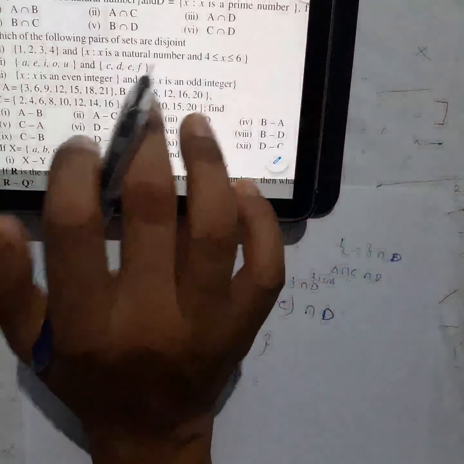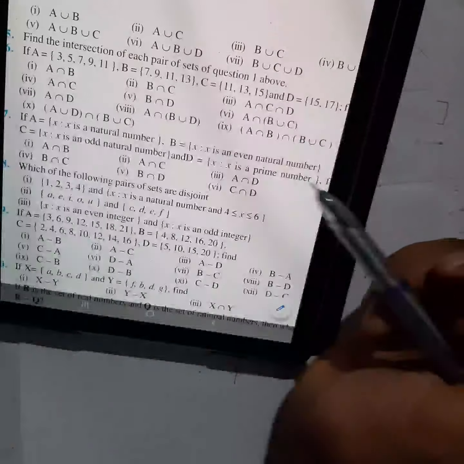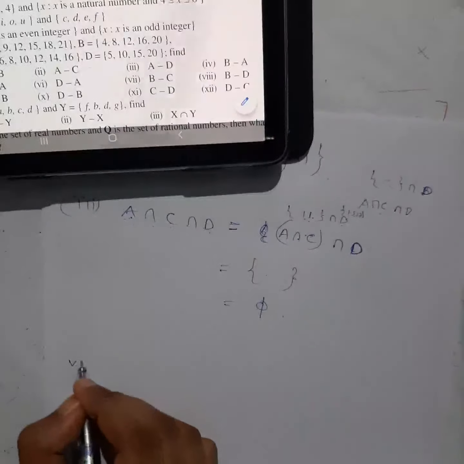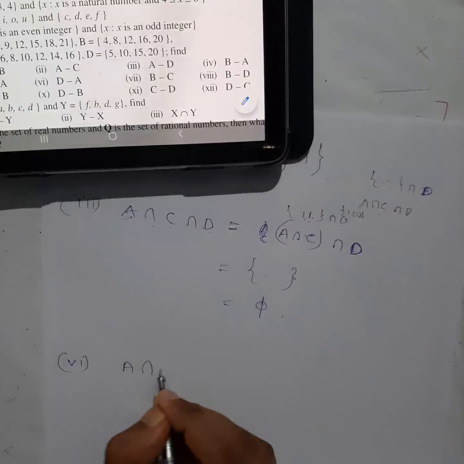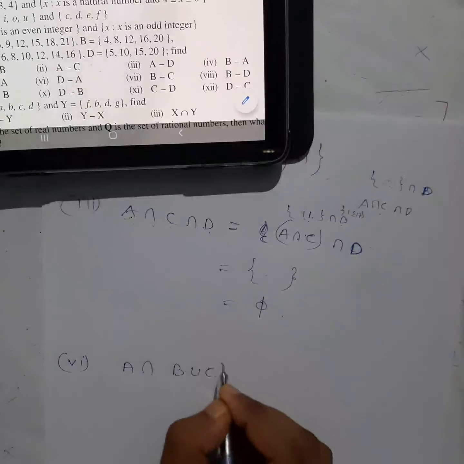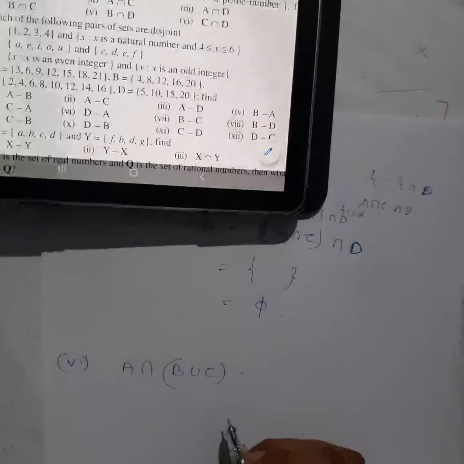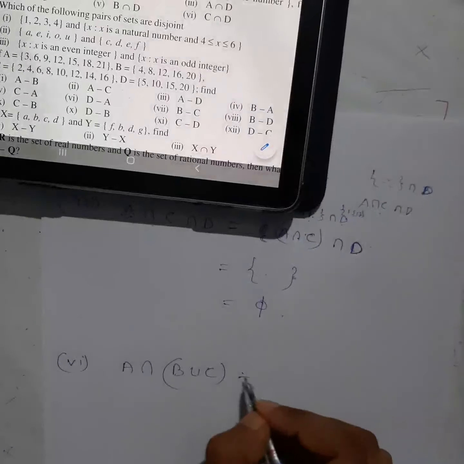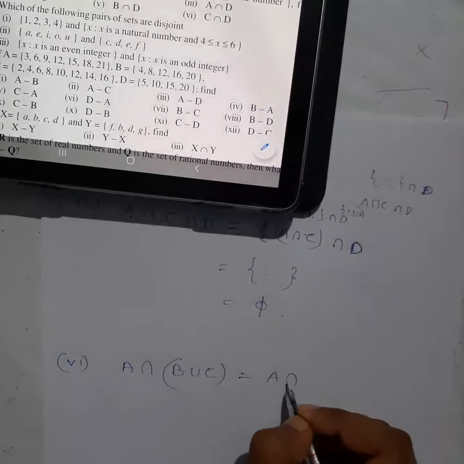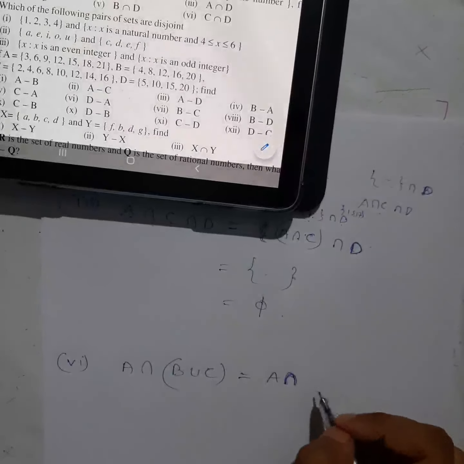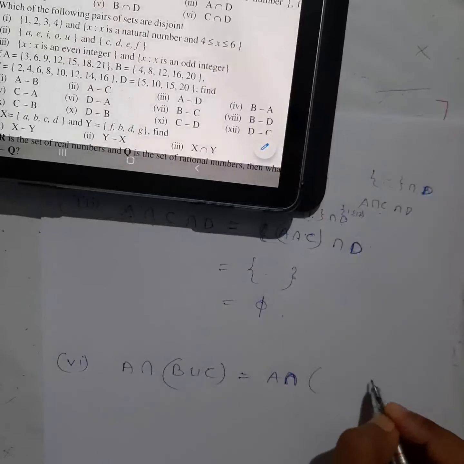Okay, so next, number 4 you can do yourself. Number 5 also you can do yourself. Number 6 I will show you. Number 6, A intersection (B union C). So how will you do this one? Always bracket first, right? Remember the BODMAS rule? Bracket always comes first. So you have to solve inside the bracket first.